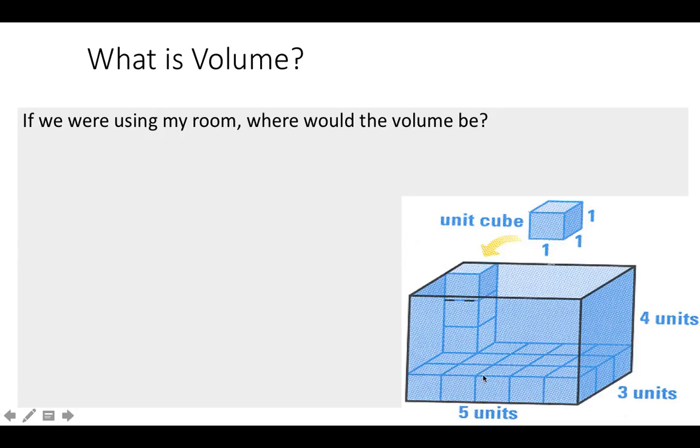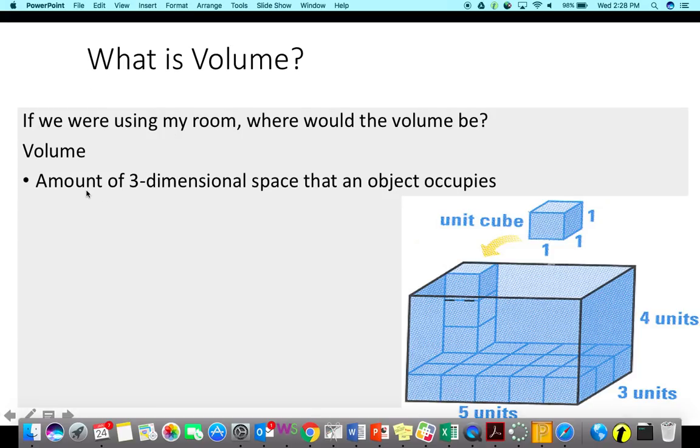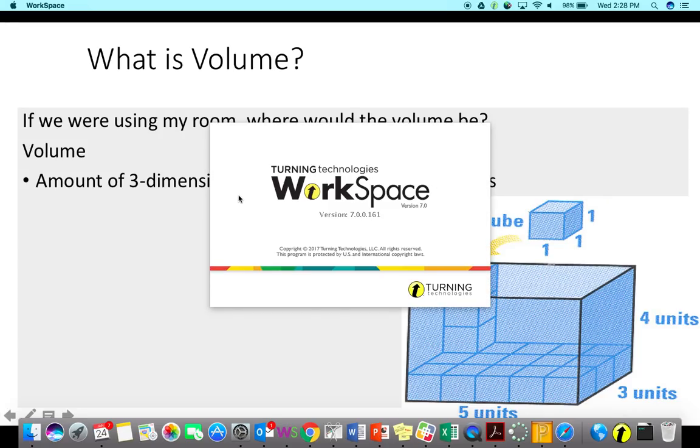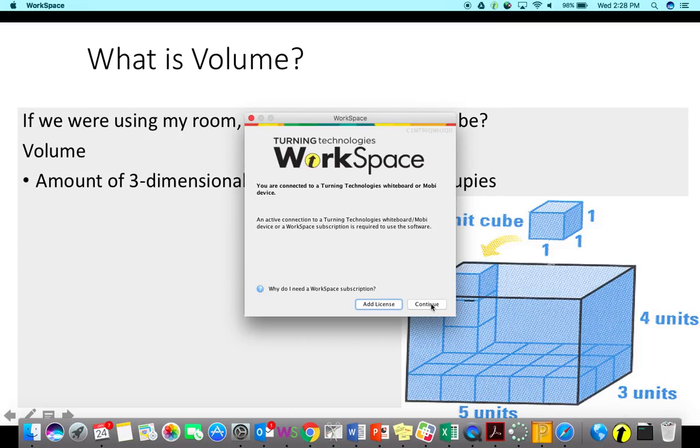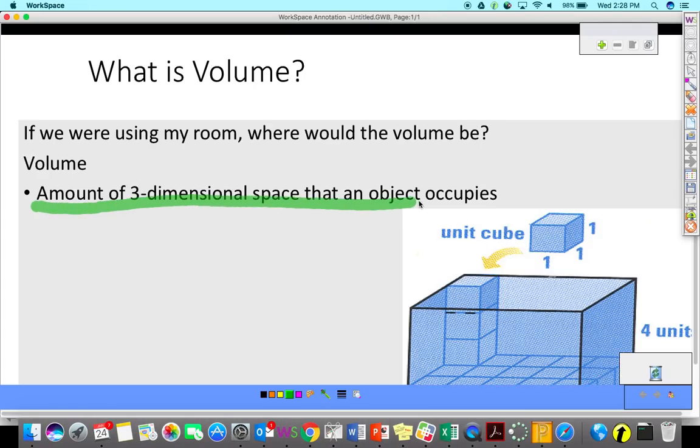If we look at this example here, this is an example of a rectangular prism, and the volume is the number of unit cubes that it would take to fill up this shape. A definition for volume that you should write down, please, is the amount of three-dimensional space that an object occupies. This should be in your notes, please. Volume is the amount of three-dimensional space that an object occupies. You can just jot that down right at the top of your worksheet for today. If you need to pause the video to do that, feel free to do that.